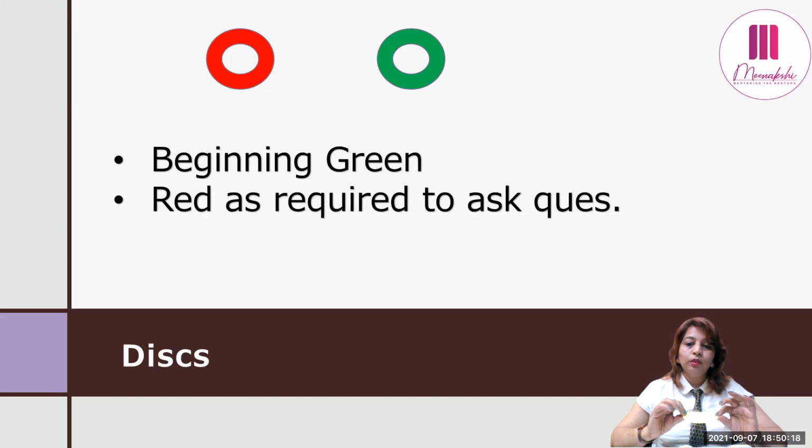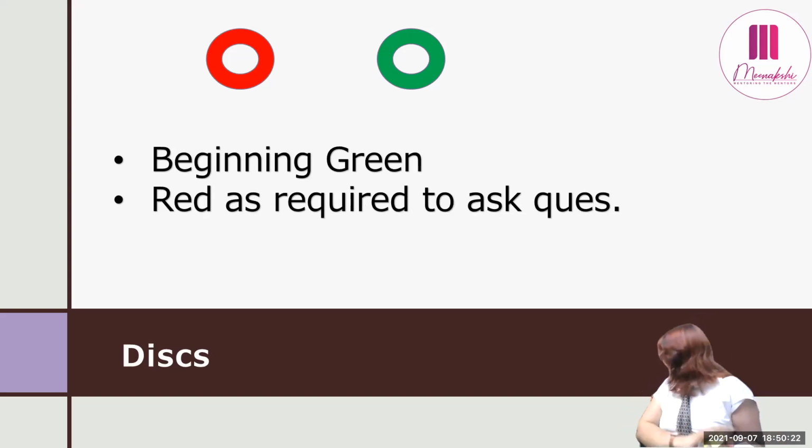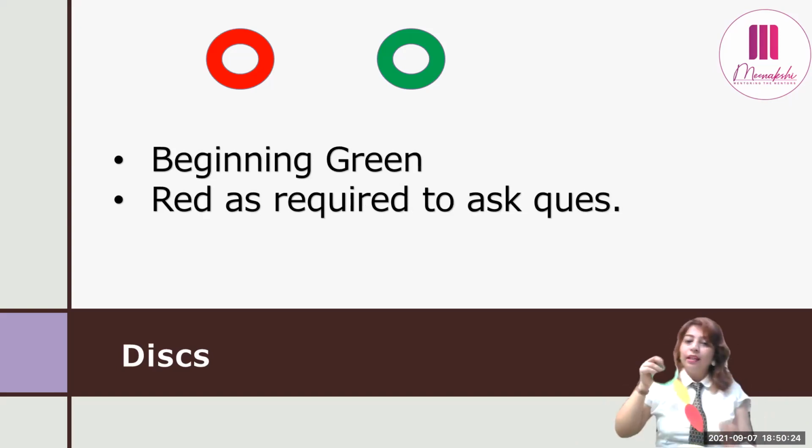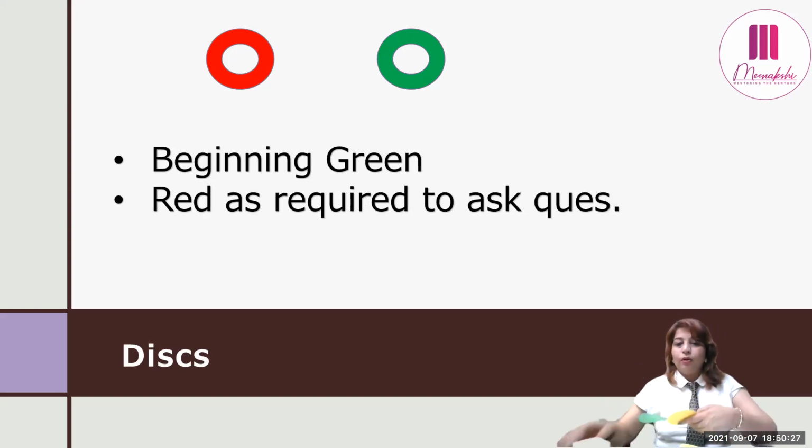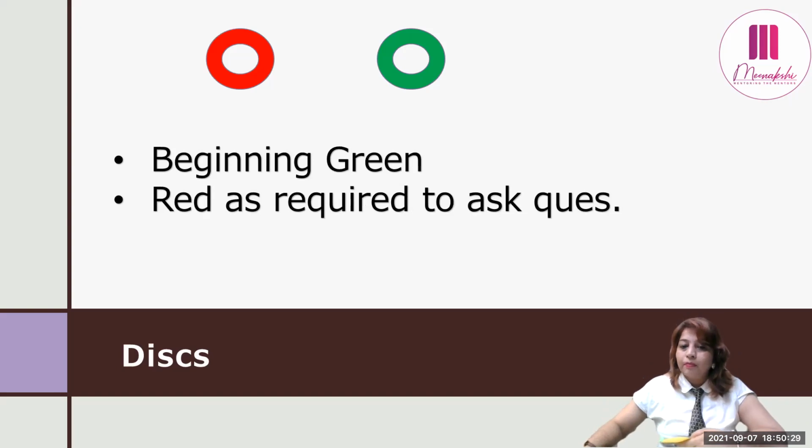The teacher is going on smoothly and they have kept green color discs on the table. I'm having yellow in my hand right now. So green color disc can be shown. Likewise, during the class, when the students want to ask some question, they will be changing the disc. How will they change the disc? If the disc has two sides, one side painted red, another side painted green.